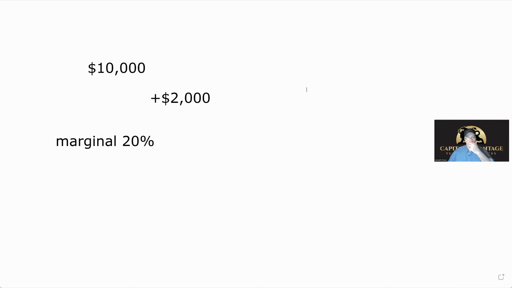So we invest 10 grand and it grows by 2 grand. We're going to pay taxes on that, and then we sell it. Say it grows and we sell it. We made 2 grand. We'll call it a realized gain. So realized gain of 2 grand. I like that. So now the question is, what's my after-tax return? So let's do the math on that.